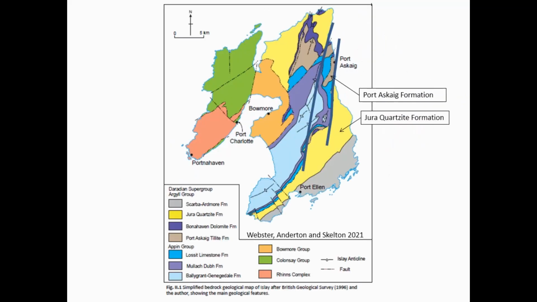So does this mean that there is a possibility, say these faults originated in pre-Jura quartzite times, that they may have affected the deposition of the Port Askaig Formation in the Port Askaig area?